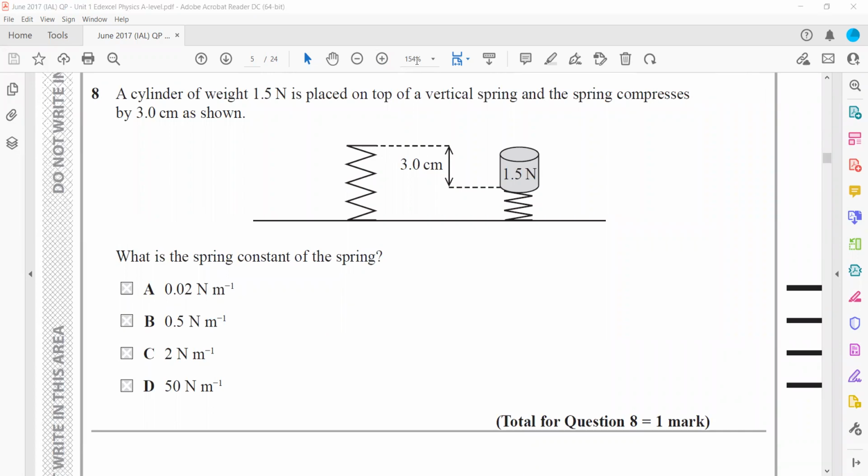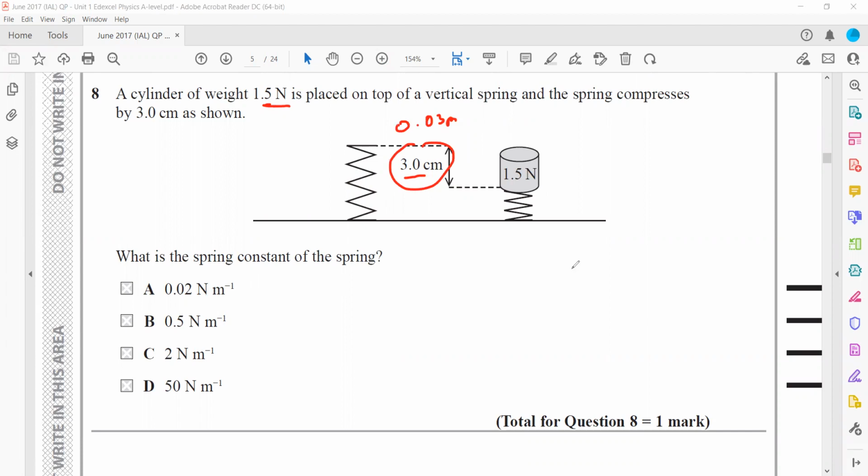Next one, a cylindrical weight of 1.5 Newton is placed on the top. The spring compresses 3 centimeter. What is the spring constant? All the units should be in Newton and meter, so we have to convert this into meter, divide by 100, so 0.03 meter.